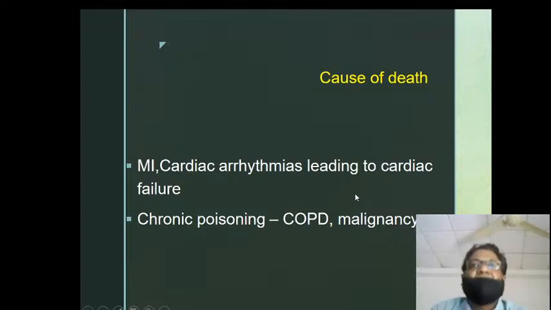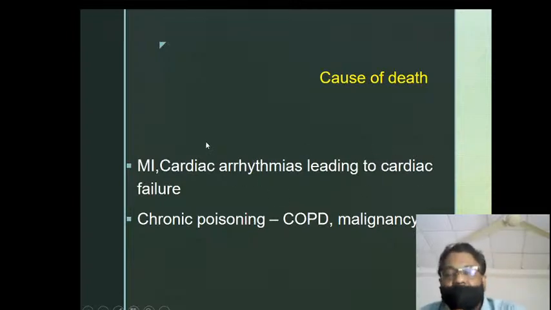So the cause of death, most of the time, as I told you, is the nicotine effect over the heart. It can cause myocardial infarction, because it produces coronary spasm, which leads to myocardial infarction, and also cardiac arrhythmias, which can lead to cardiac failure and death. In chronic poisoning, of course, the individual develops COPD, chronic obstructive pulmonary disease or chronic obstructive airway disease. The individual also develops malignancy, cancer. The commonest cancer worldwide, carcinoma of the lung, is usually caused by smoking.